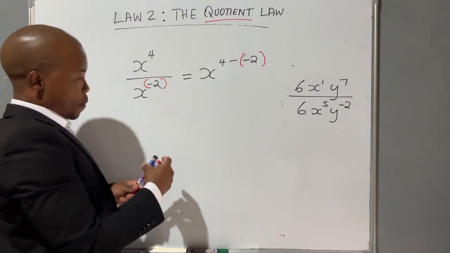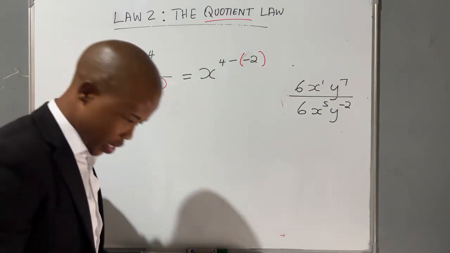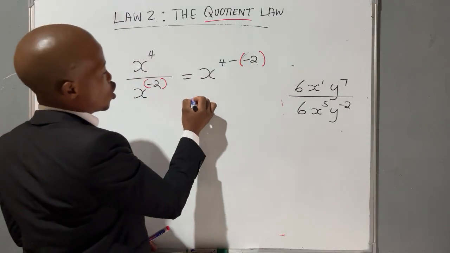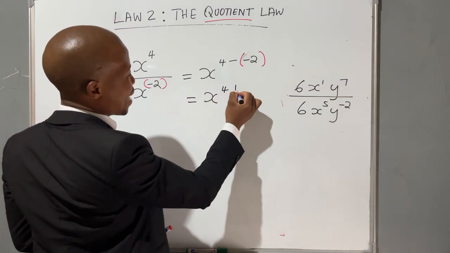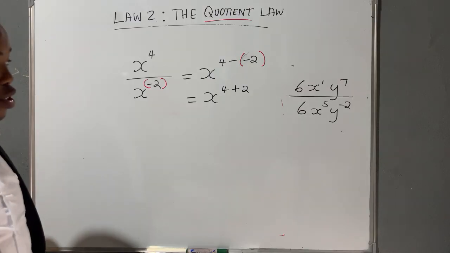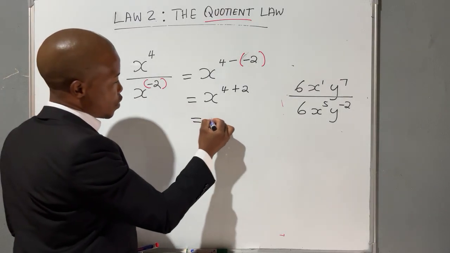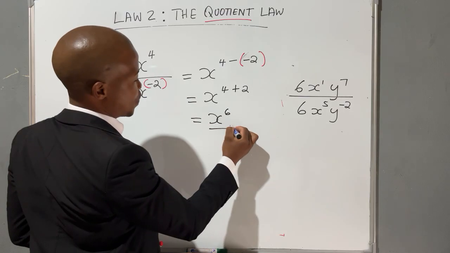Now, in this case, negative times negative is going to give us positive. So this will become x to the exponent 4 plus 2. Are we together? Then this is going to give us x to the exponent 6.